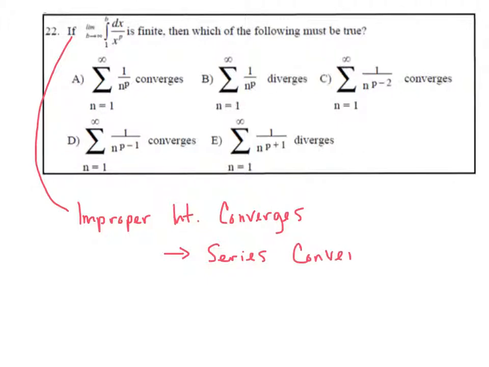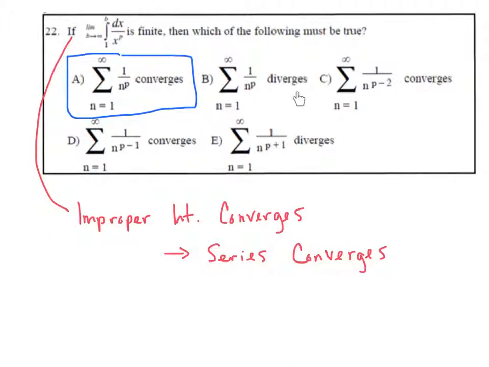Now, that doesn't mean they converge to the same thing. It doesn't mean that, if I knew the answer here was 3, the answer to the series is 3. It just means it also converges. So it is going to be A. The series also converges. Now, let's just look at some of the other ones.